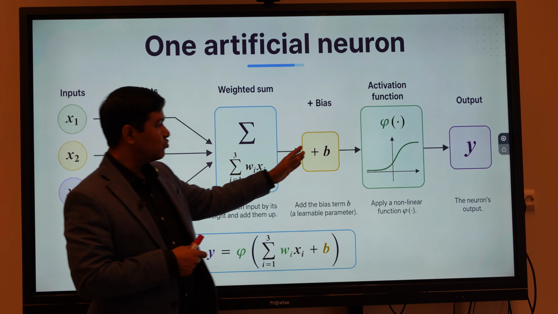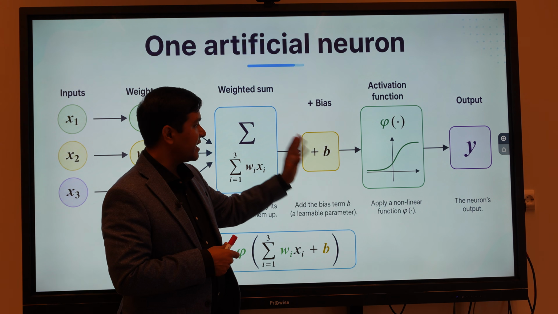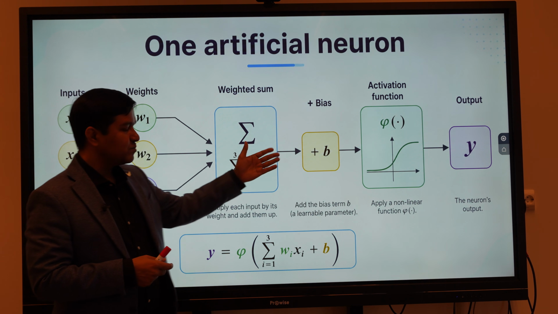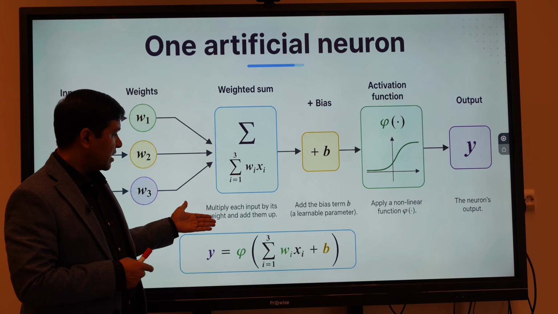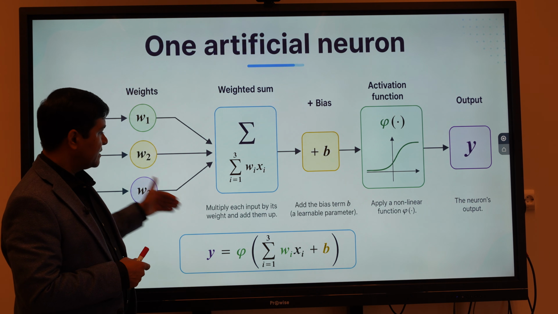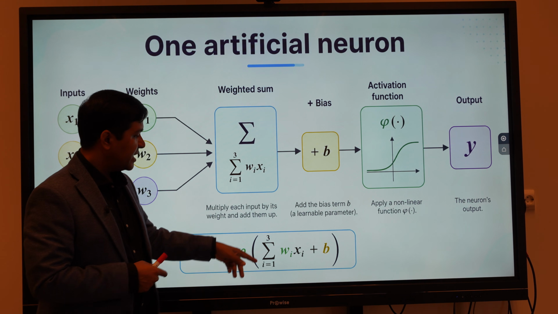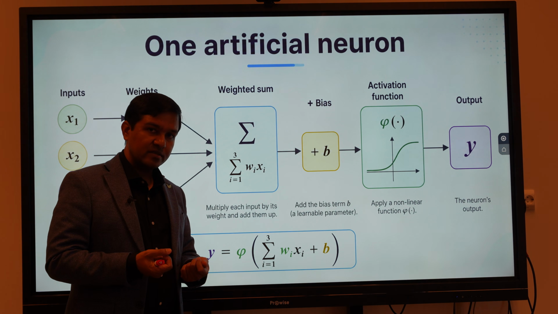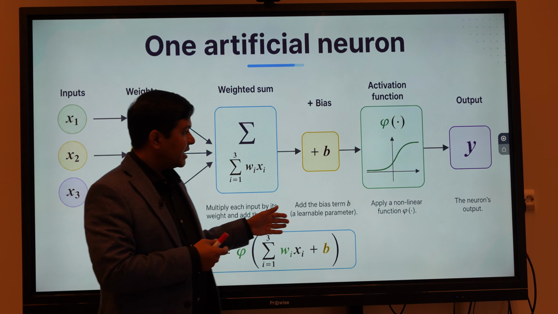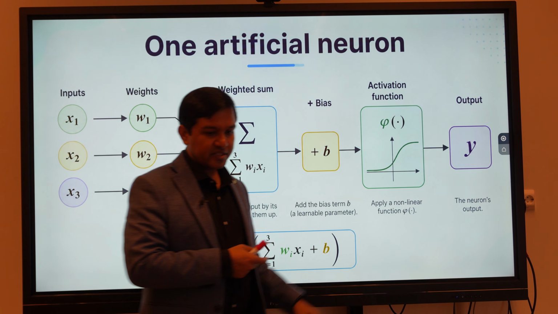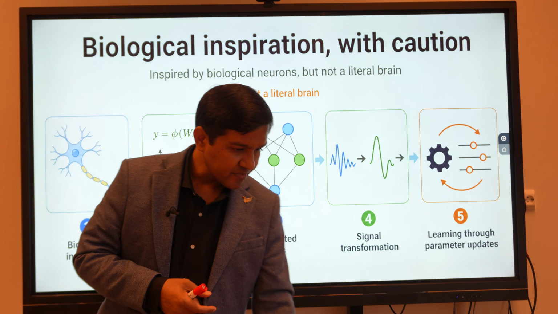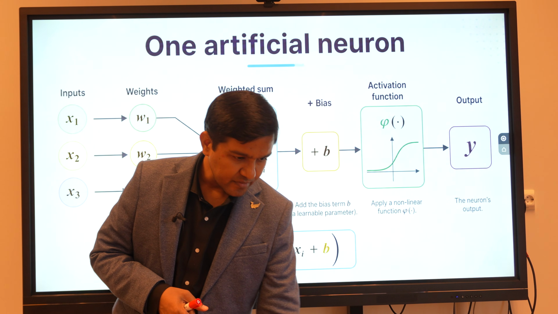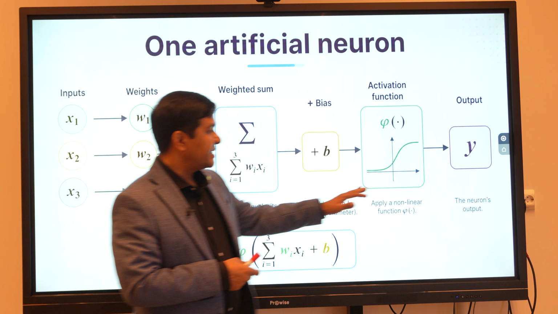And if something is more than a threshold, unity bias has been added, because if nothing is coming, at least bias is there. We are multiplying each input by its weight and adding them up, and then we are adding a bias term, which is basically a learnable parameter, the way our brain is learning. And then we are applying this activation function, very similar to our brain's activation function, and then we are getting the output.